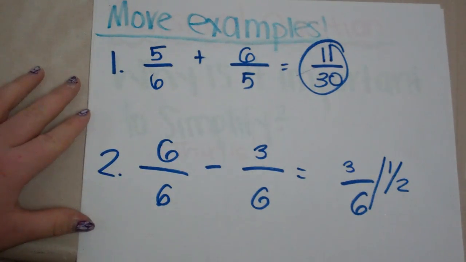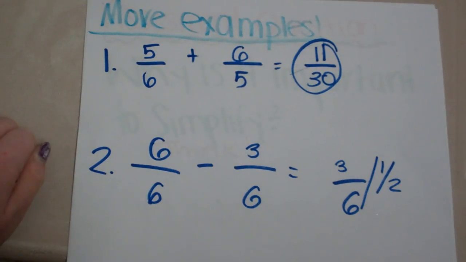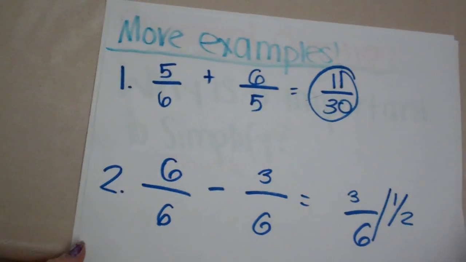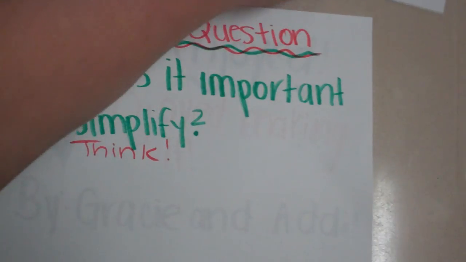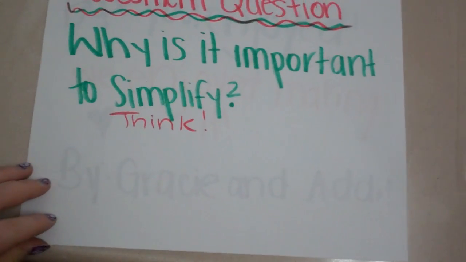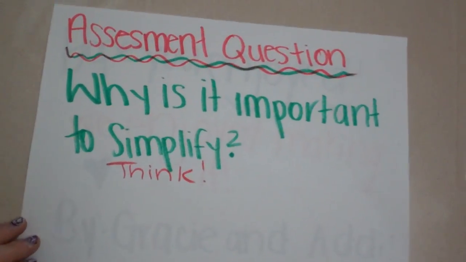Your turn. Example number 2, 6 and 6 minus 3 and 6 equals 3/6 or 1/2. Here's our assessment question. Why is it important to simplify? Think about it.